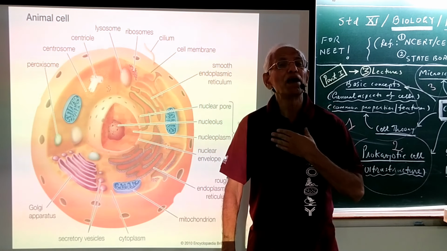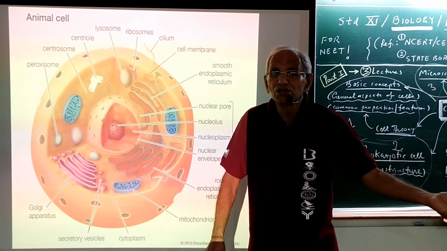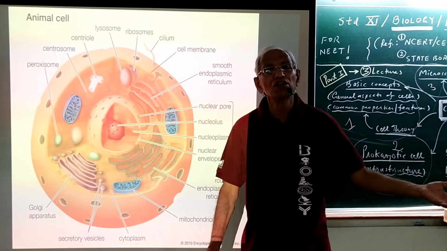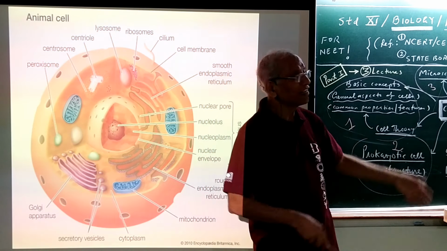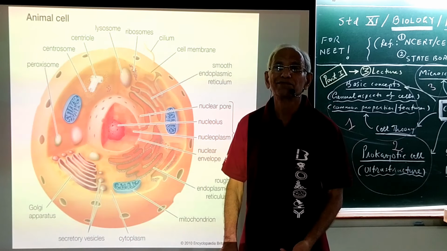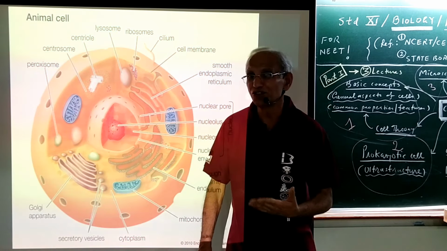Whatever cell biology we know today, probably it was not known to Robert Hooke. It was not known to Waldeyer, and it was not known to many of those great scientists like Leeuwenhoek and all. Because those days electron microscope was not there. Now we are able to see these things.